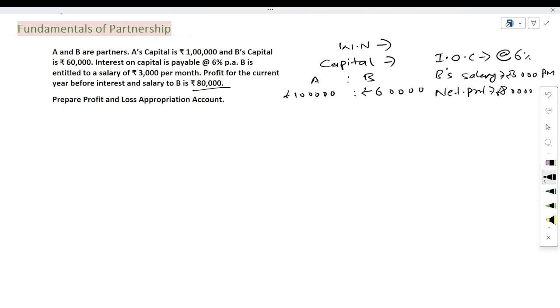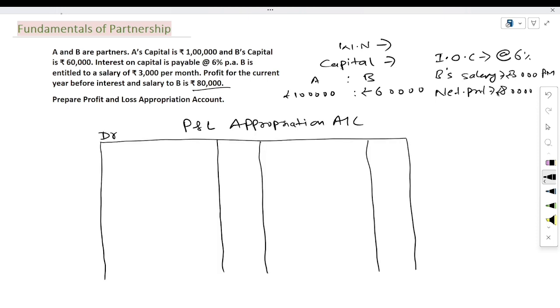So we will prepare the ledger of profit and loss appropriation account. Here will be the debit side and here will be the credit side. This will be for particulars and here debit amount, and here it will be credit amount.